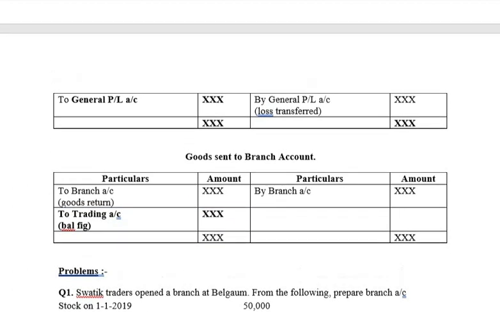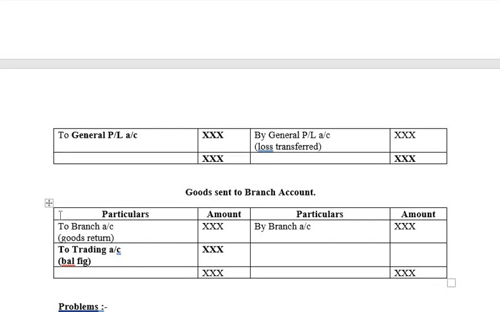Now to the debit side you have the branch account, that is goods returned. And to the credit side, by branch account, the amount, and then the balance of it is to trading account, the balancing figure. So if it is goods returned it comes to the debit side, and if it is goods sent it goes to the credit side. The balance of that goes to the trading account. Okay, this is a specimen of the branch goods sent to branch account.